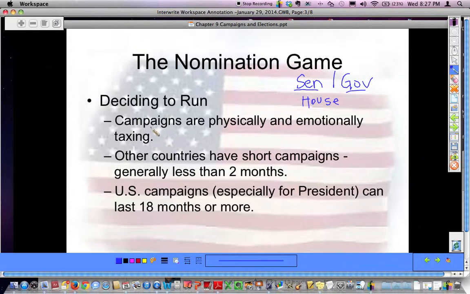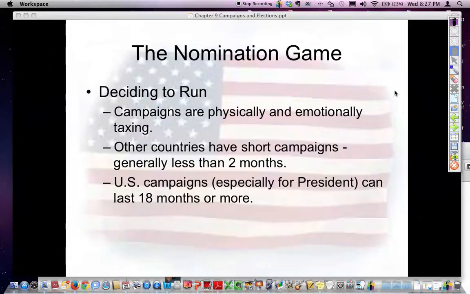Deciding to run can be very difficult, but campaigns are physically and emotionally taxing. Other countries have very short campaigns, and this is a comparison. Some are generally less than 2 months, and if you look at ours, sometimes that can be 2 years. It's very, very long. Ours typically lasts 18 months or longer.